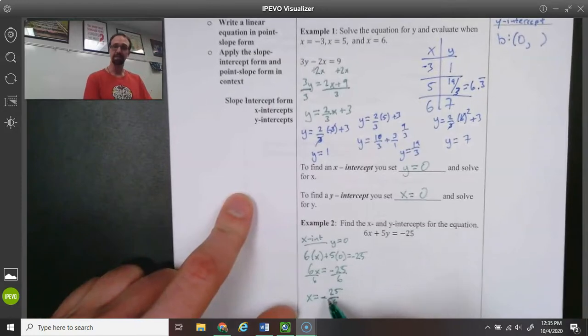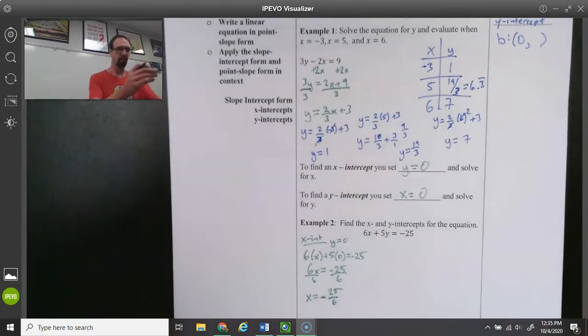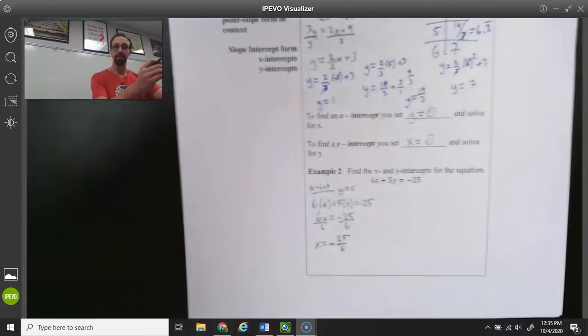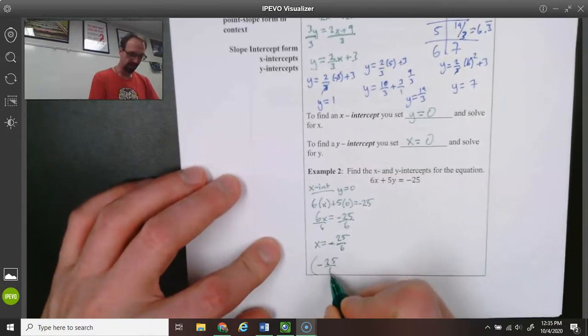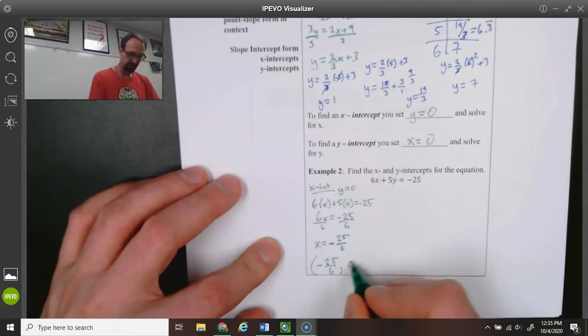Because this is my x value or x coordinate, my y value for this is 0 because it is an x-intercept. So this is an actual point on the graph, negative 25 sixths, comma 0.